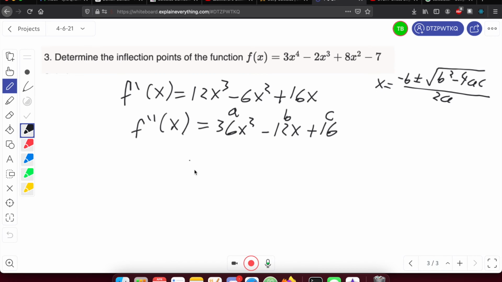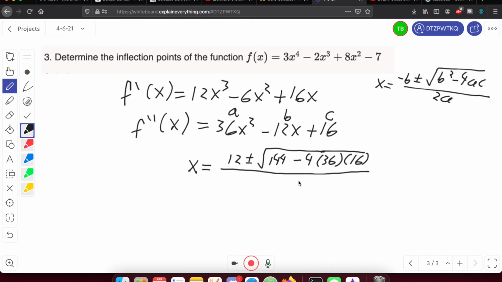So we're going to enter these in. We'll say x equals, what's negative b? That's 12, plus or minus the square root of 12 squared, which is 144, minus 4 times 36 times 16, all over 2 times 36. Now something weird happens here, because if we simplify what's in the radical, we get negative 2,160.